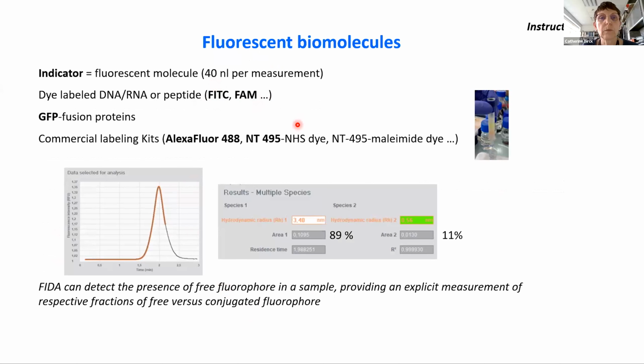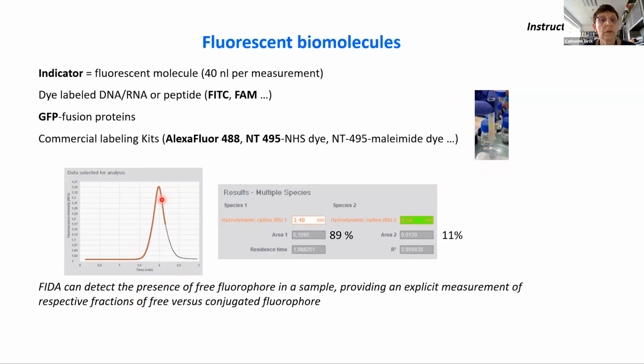So to perform FIDA measurement, you need a fluorescent biomolecule, which is called indicator in this case. You can buy a dye-labeled DNA, RNA, or a peptide, with FITC or FAM labeling. You can also use a GFP fusion protein, or you can use a commercial labeling kit to label your target protein. In this case, you will need to purify your labeled protein to remove the free dye from the labeled protein using a G25 column, as it is shown in this picture.